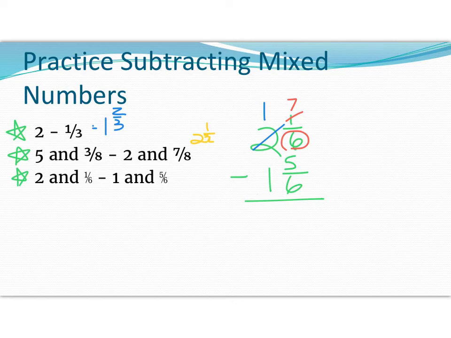And now I can subtract. 7/6 minus 5/6 is 2/6. And 1 minus 1 is nothing, so I don't need to put a 0 whole number. I can reduce 2/6. They're both divisible by 2, which gives me a fraction of 1/3.